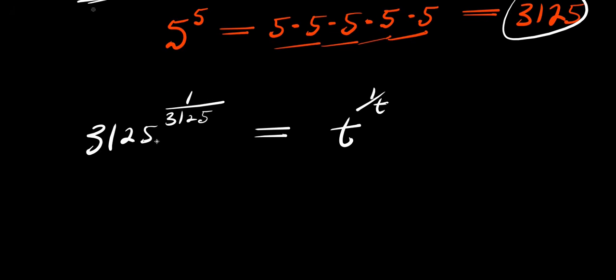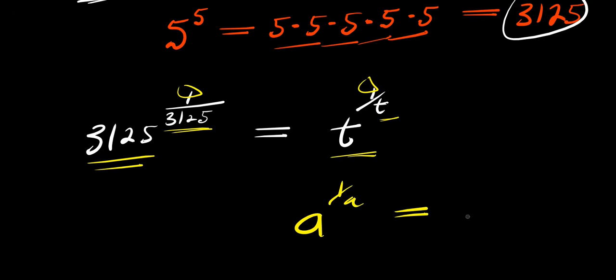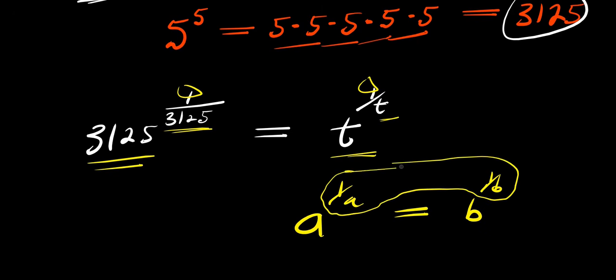So right now, I have 3125 here, I have 3125 here, I have t here, I have t here. The 1 here and the 1 here are common. So let's consider this identity. If you have a power 1 over a, and this equals b power 1 over b, I can decide to compare this exponent. So I'm going to have 1 over a equals 1 over b. Then if I cross multiply, a times 1, that's a, equals b times 1, that is b.